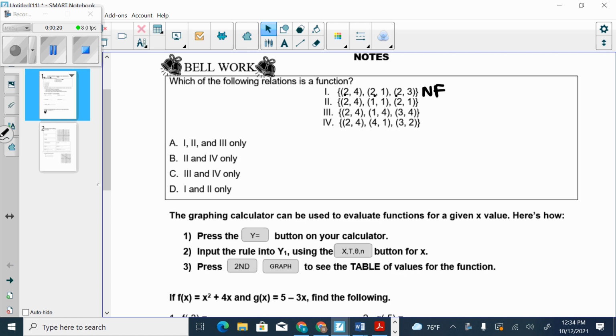What about that second one? Yes, the 2's repeat. Okay, what about the third one? Nope, that one's good. What about the last one? No, that one's good too. So our answer would have been good. So we don't care if y's repeat, only if our x's repeat, right?